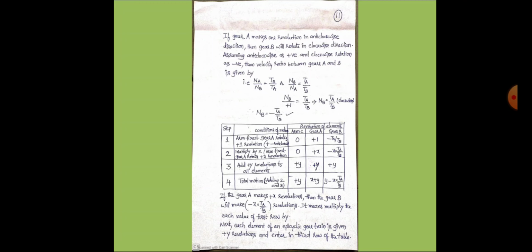After preparing the table, finally, if the rotation or the speed of any 2 elements among the 3 elements in the epicyclic gear train are known, then the unknown speed of the third element can be found by substituting the given values in the last column of the fourth row in the table. So this is the way, the tabular method.